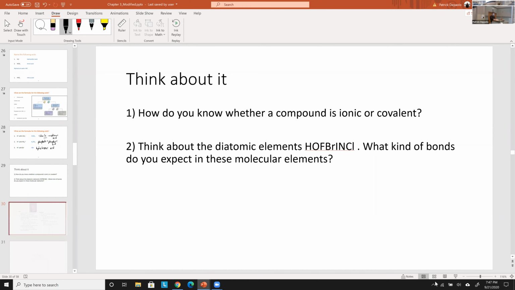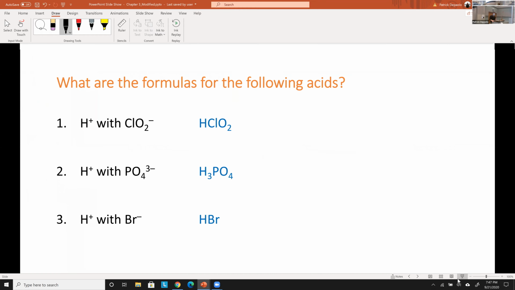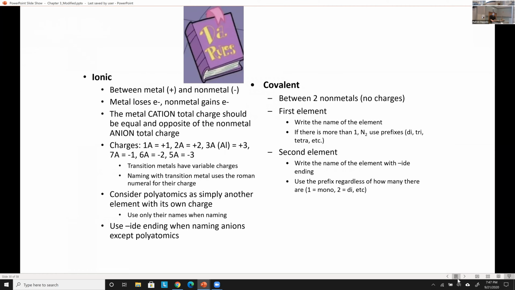All right, so here are the rules. I have this slide to show you that breaks down the rules of ionic and covalent bonding. So you won't get confused, you can take a picture of it if it helps you study, but it's here for you. It goes over all the different rules and really summarizes them well. All right, so that's basically everything we went over.